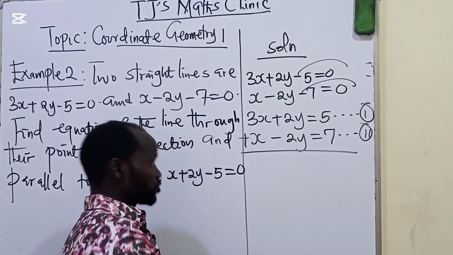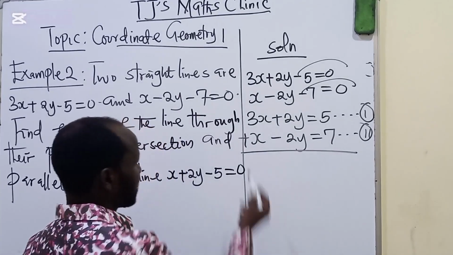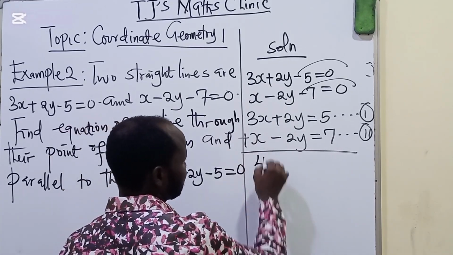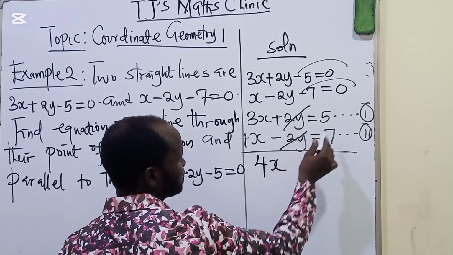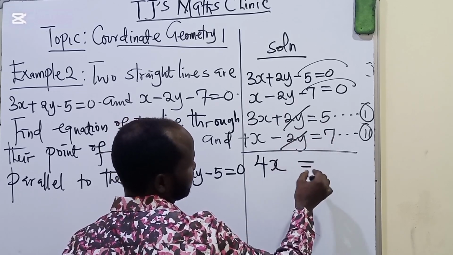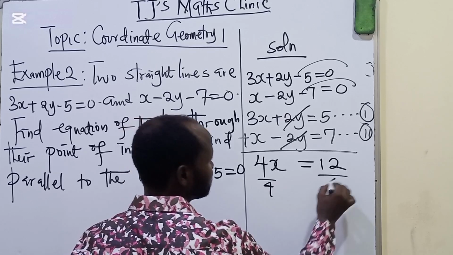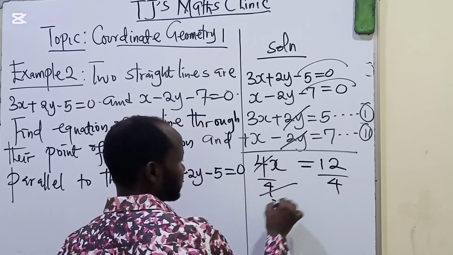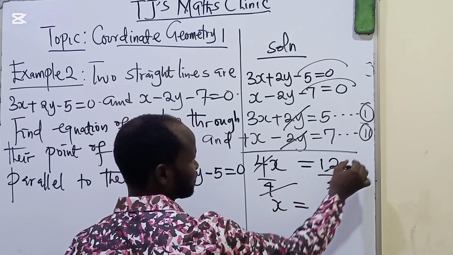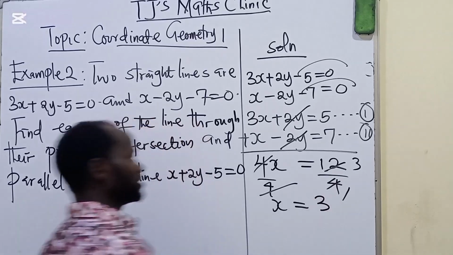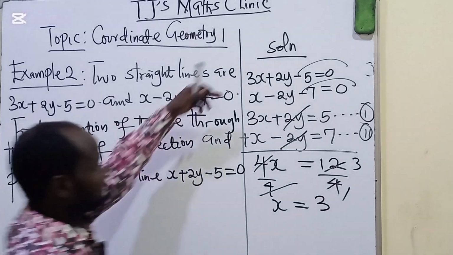By adding these two equations, what are we going to have? 3x plus x, that will be 4x. Of course, the y terms will be 0. Then 5 plus 7, of course, it will be 12. So we divide both sides by 4 to find x. x will be equal to 12 divided by 4, which is 3. The x coordinate is 3. You can easily find y.